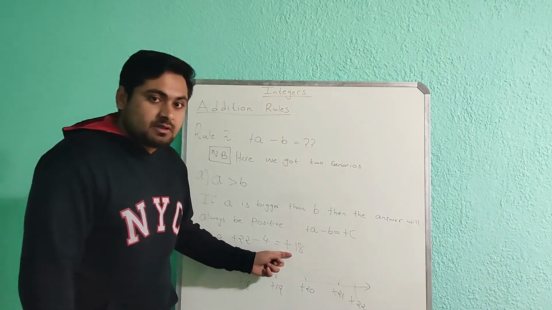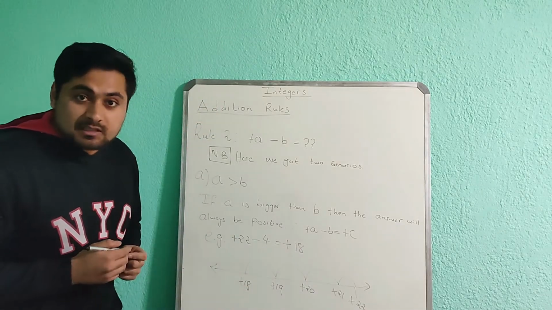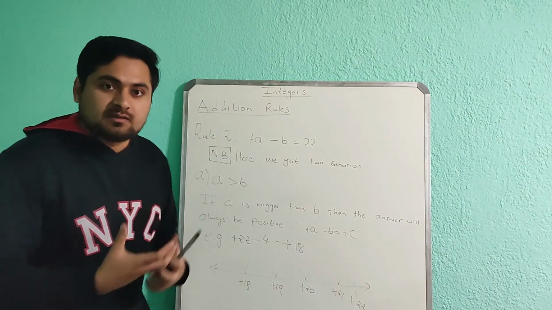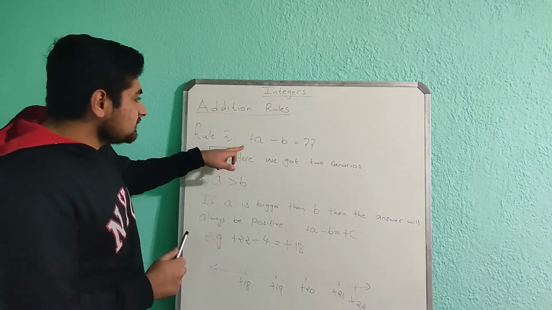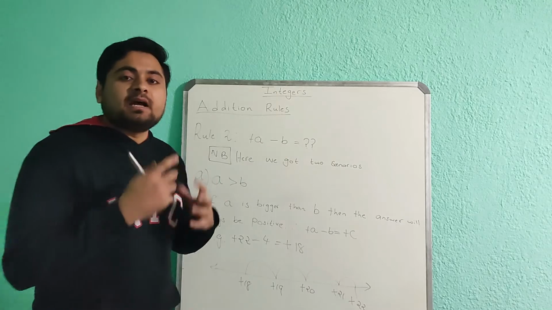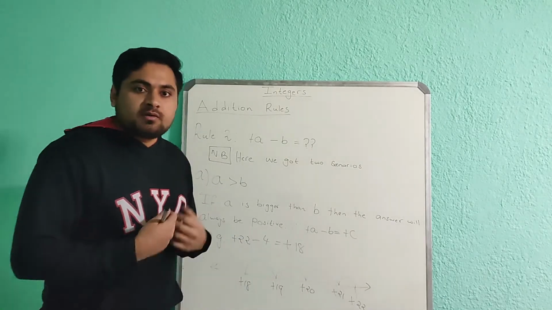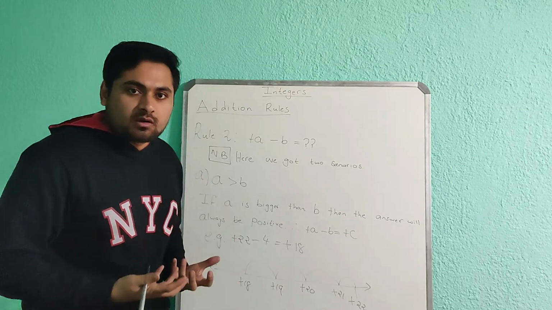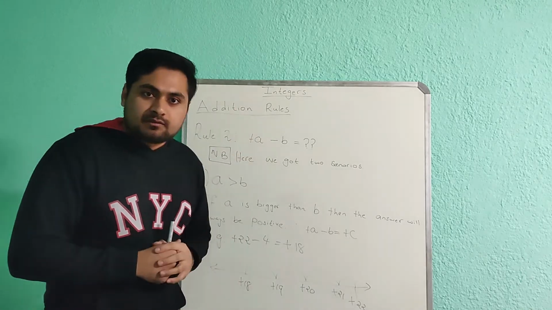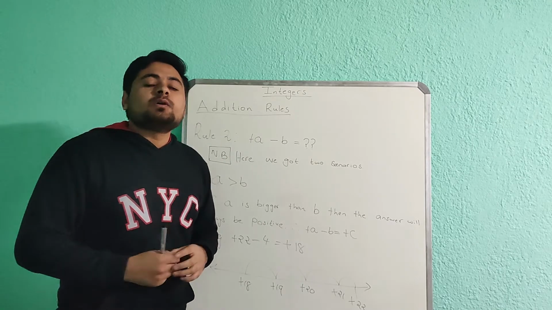It was positive. All we needed to know was 18. If we calculated and found our answer to be negative, we would know that our rule said if A is greater than B and plus A minus B, then our answer should be plus C. So if it was negative, we would have known that our answer is wrong. Can you see how this rule helps us to see what our answer will be? Okay, good. So let's move on.